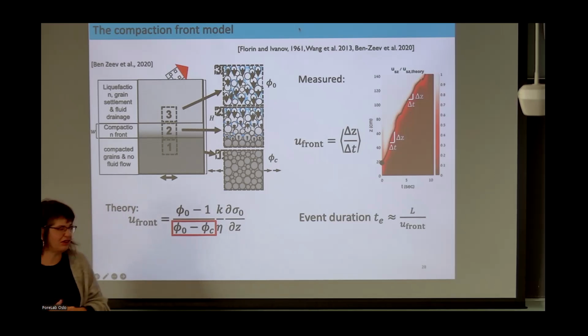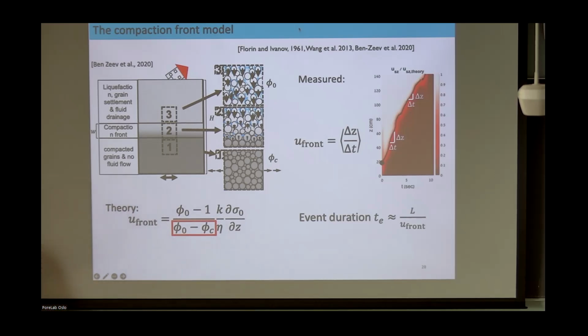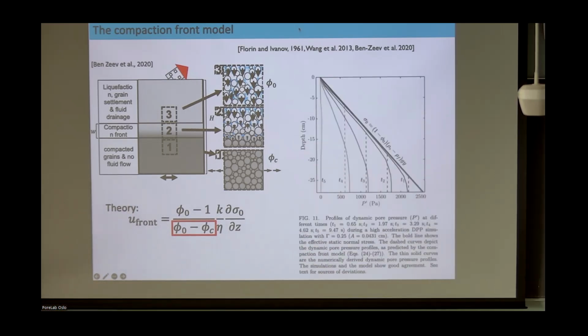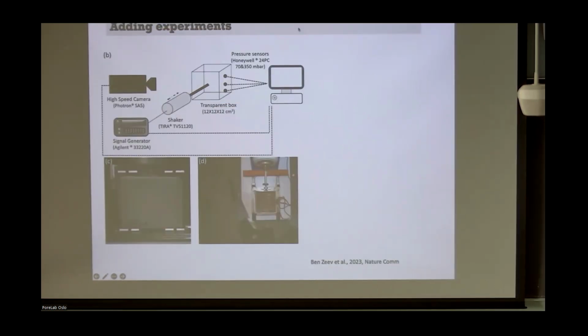So the faster the front moves, the shorter the event is. And this is theory versus simulations for the pressure behavior as a function of time and depth. Now, Shachar went to Renault, to his Strasbourg lab, and also did for a year and a half some experiments on a shaking table.